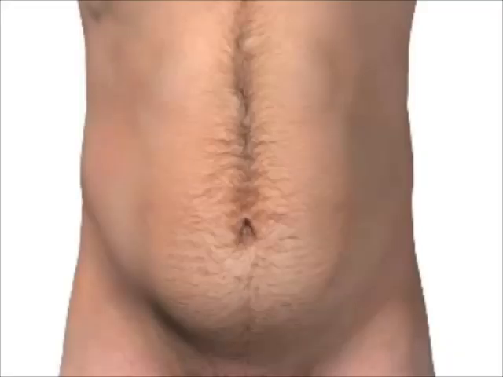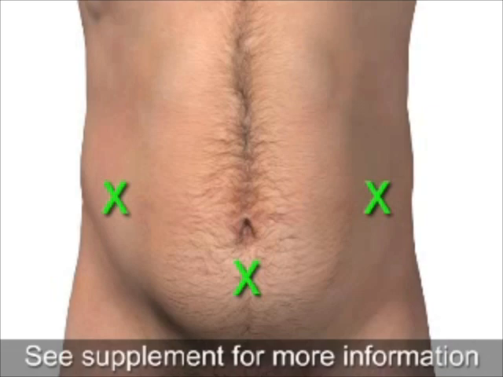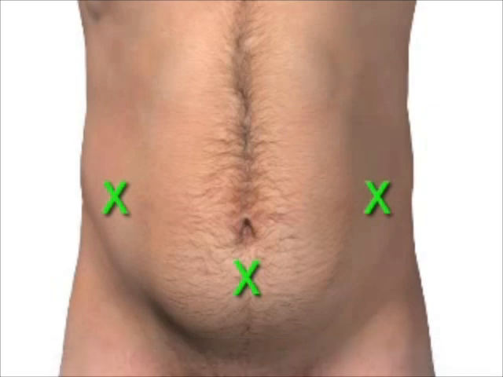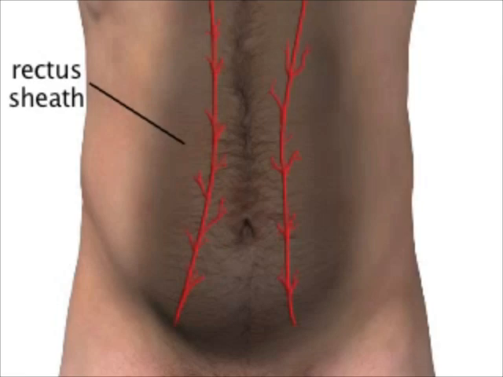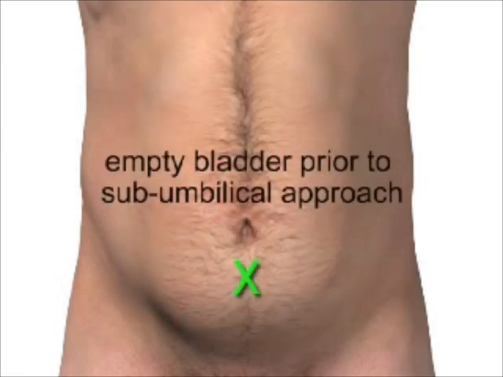Recommended sites of needle insertion are 2 centimeters below the umbilicus in the midline and either the left or right lower quadrants. If a lower quadrant approach is used, confirm that the entry site is lateral to the rectus sheath to avoid puncturing the inferior epigastric artery. If the subumbilical approach is used, the bladder should be emptied before the procedure.